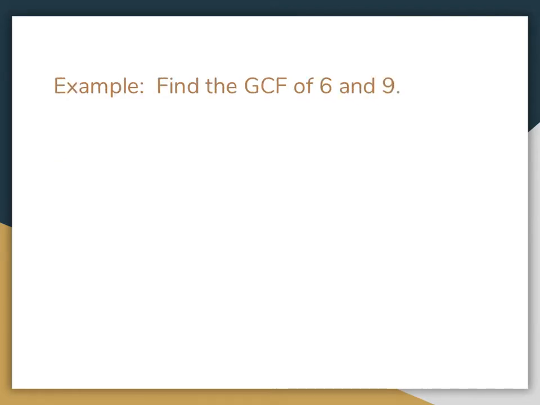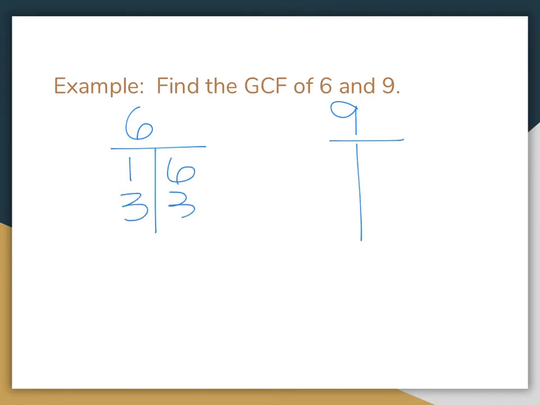Here we'll find the greatest common factor of 6 and 9. First, we start with finding the factors of each, 6 and 9. 1, 6, 3, 3. Oops, same number on both sides of the T, so I'm done. The factors of 6 are 1, 3, 6.